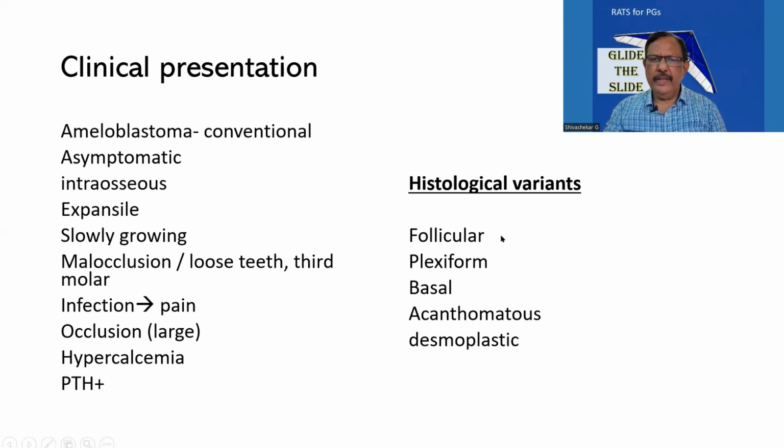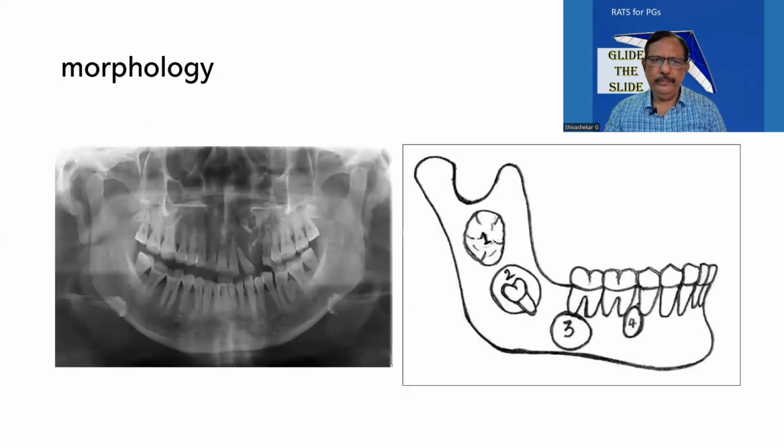Histologically, there are many variants: follicular, plexiform, basal, acanthomatous, and desmoplastic. There are many variants. Always, I would like you students to kindly know the classical picture and then the names of the variants. Even in your examination, if you do not mention the correct variant, you will be given the mark. On the contrary, if you are very perfect in the histological variant, that means somebody has given you the diagnosis.